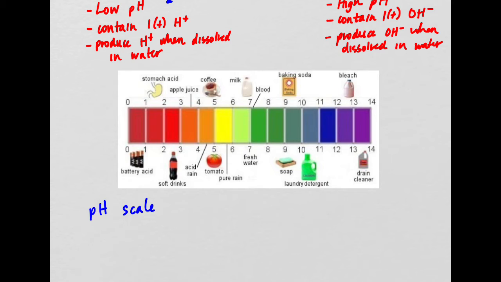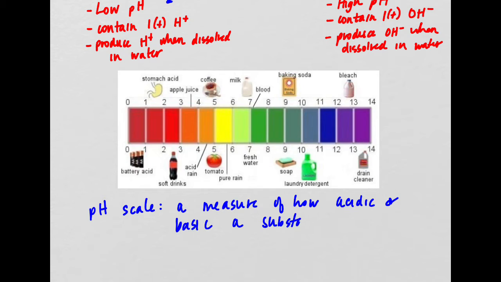The pH scale is a measure of how acidic or basic a substance is. So, if we have a very low pH, this is super acidic. So acidic substances have very low pH.